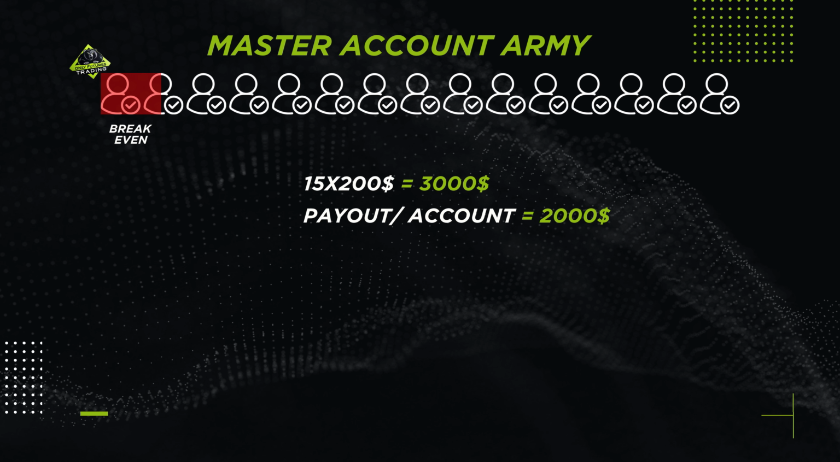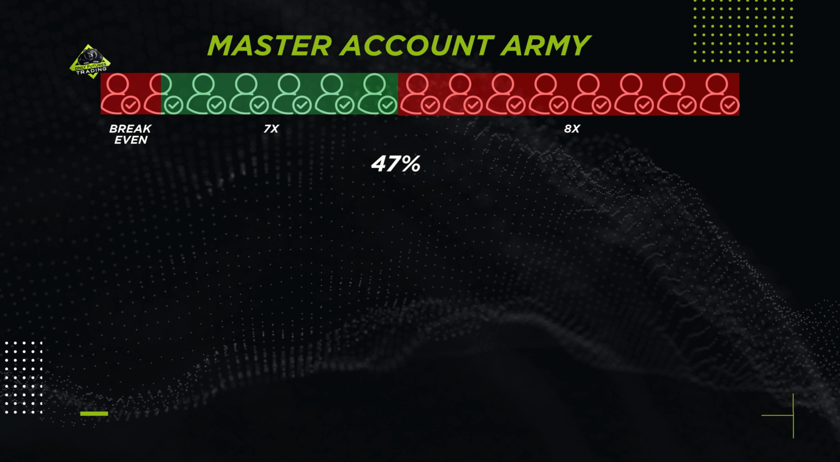So, what if we blew a little over half of our accounts but still get payouts from 7 accounts, which is 47%? We're still making $11,000 in profit. But what if we're only getting payouts from 5 accounts, which is 33%? That's $7,000 in profit. I think we'd be happy with that number as well.